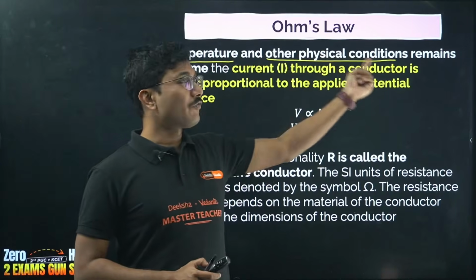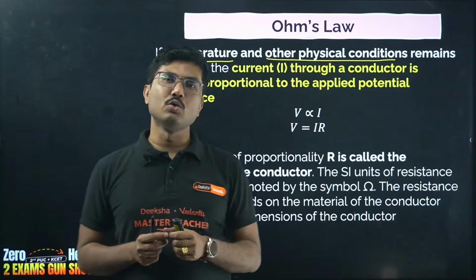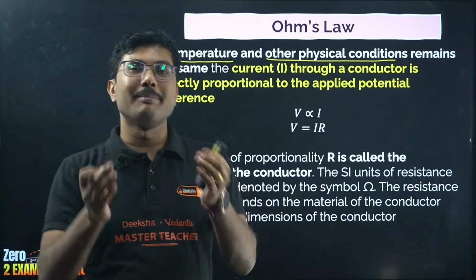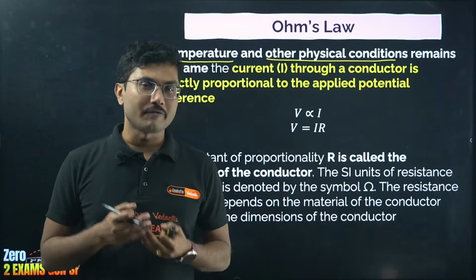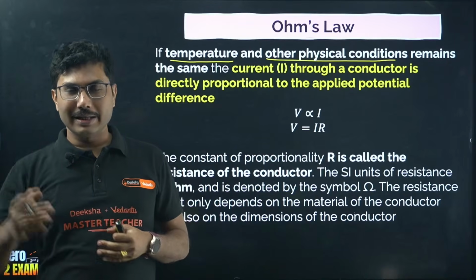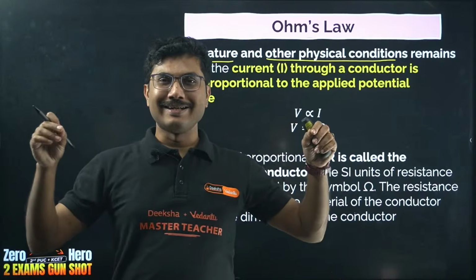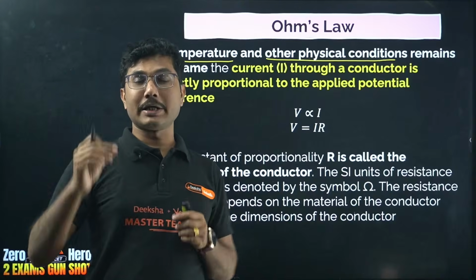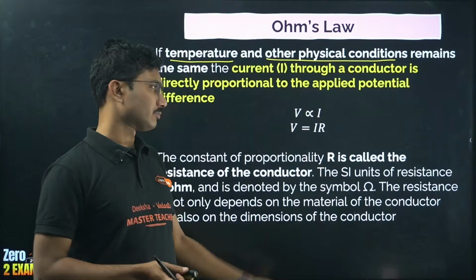What is the other physical condition? Other physical condition means suppose you are sending current through a copper wire. Suddenly the temperature increases, the wire melts and it becomes a liquid. In that case also Ohm's law is not valid. So whatever the condition of the wire is, the same condition has to be maintained. It cannot extend in length, it cannot contract in length, it should not melt. If those conditions are satisfied, then only this law is followed exactly.